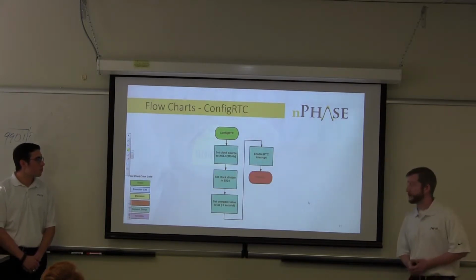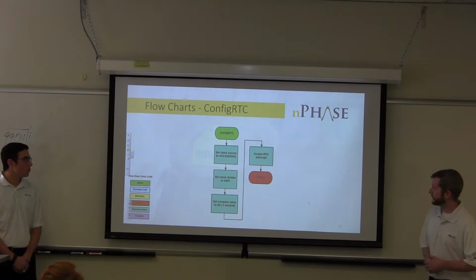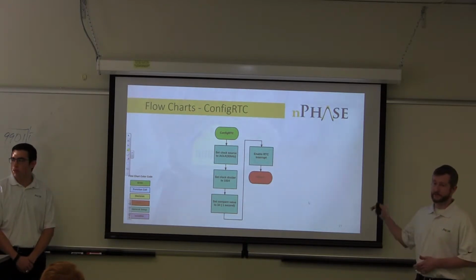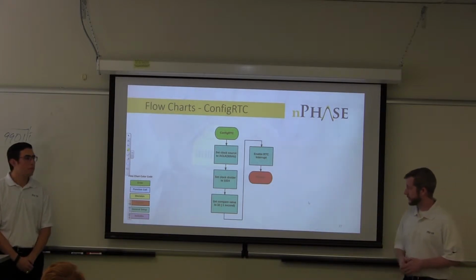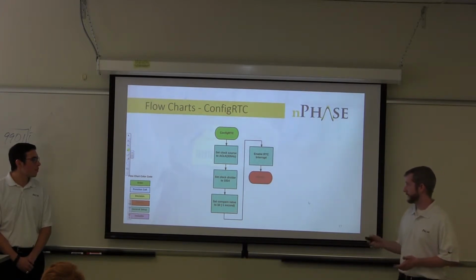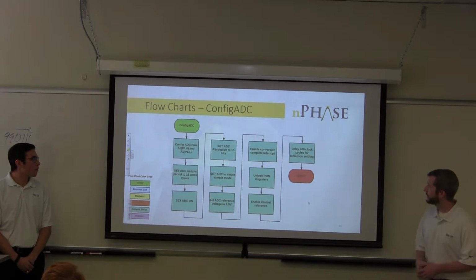So first up is configuring our real-time clock. We're going to be using our A clock, which is at 32 kilohertz. It's necessary to run it so low so that it'll work in our low power mode. Next, we're going to be dividing that clock and setting a compare value so that we can interrupt every 1 second. Next, we need to enable the interrupt for that clock, and then we return.